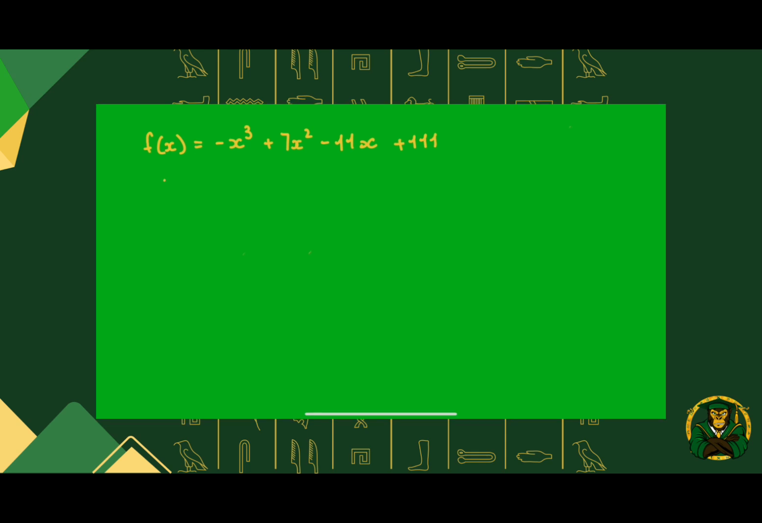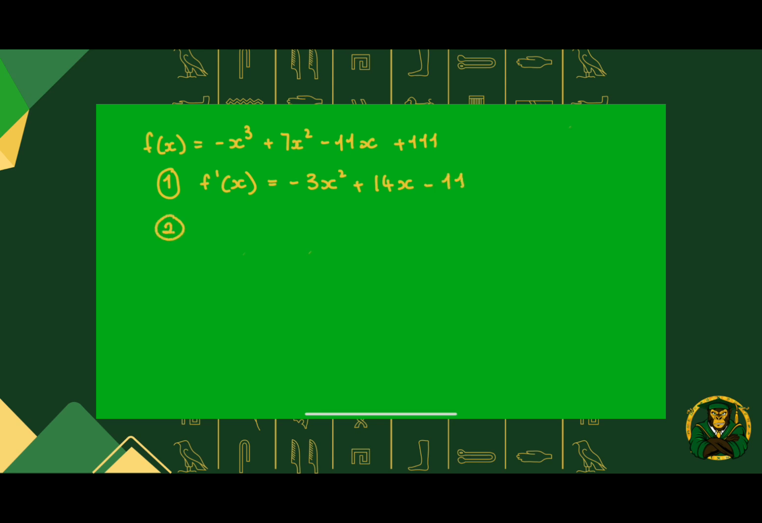So, f of x is equal to negative x cubed plus 7x squared minus 11x plus 111. The first rule is that you have to differentiate f of x. So f dash x is equal to negative 3x squared plus 14x minus 11.